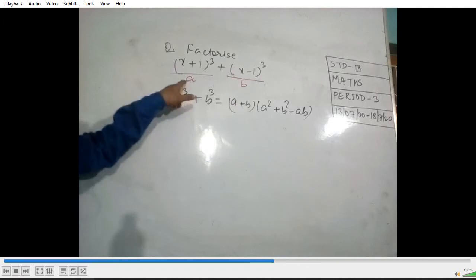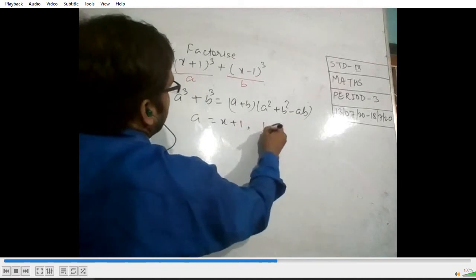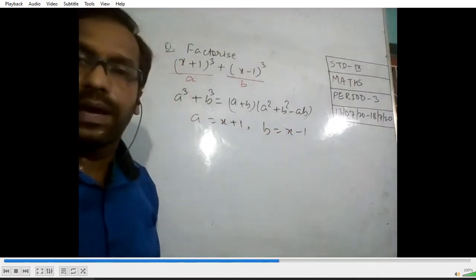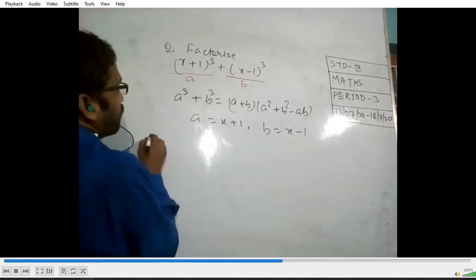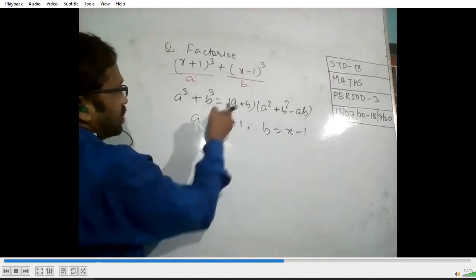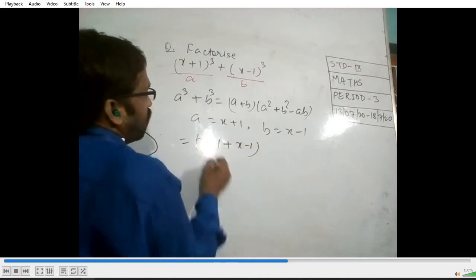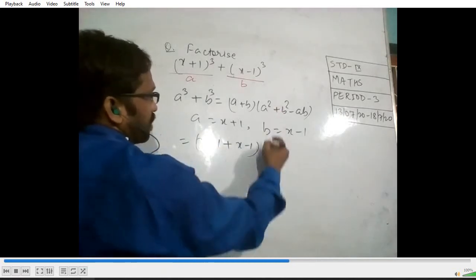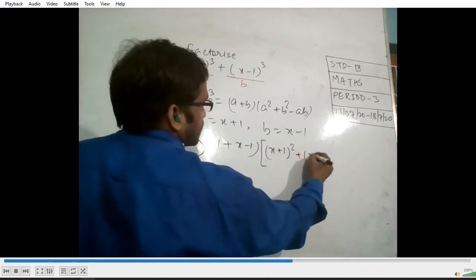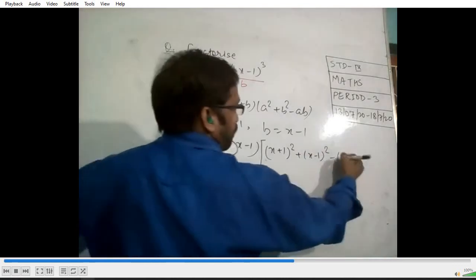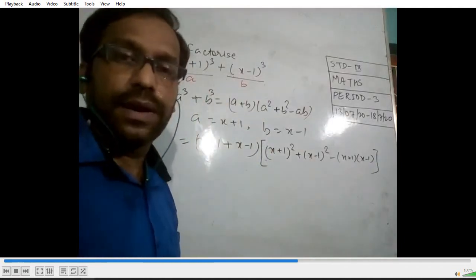What is my A? My A is equal to x plus 1. My B is equal to x minus 1. Now just replace the values in this formula and you can cancel. So here this will become A plus B, that is x plus 1 plus x minus 1. And here it will become x plus 1 whole square plus x minus 1 whole square minus x plus 1 into x minus 1.